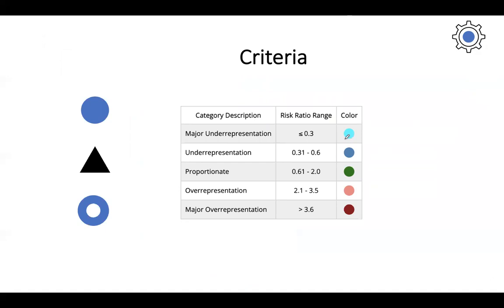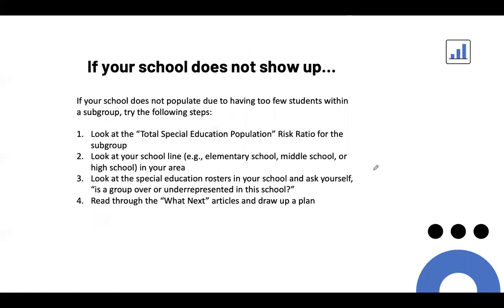Now, each school's line will also have a color. This color will be marking either major underrepresentation, proportionate, overrepresentation, or major overrepresentation. These categories were decided upon based on the state requirements for overrepresentation, but they are still in process. It's important to look at both the color and the placement in comparison to the national data to get a better understanding of your school's risk ratio.